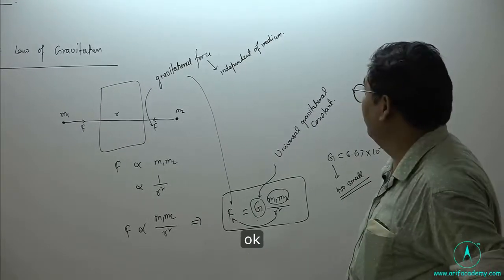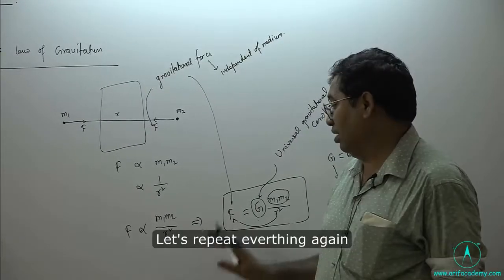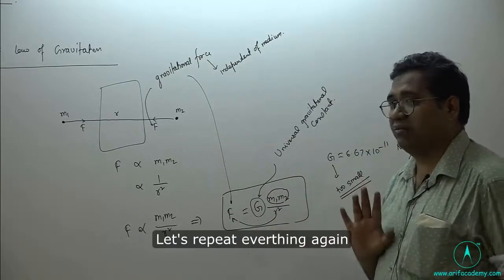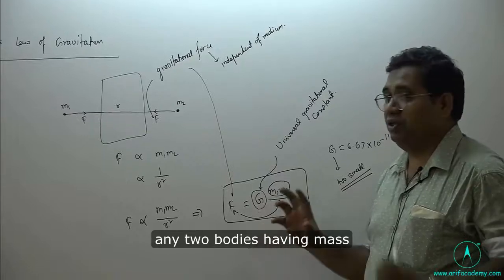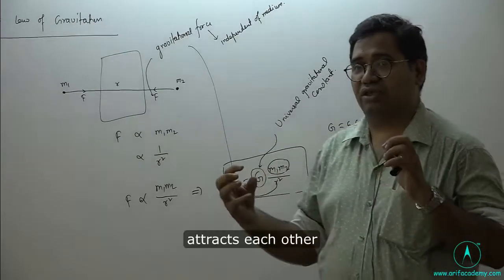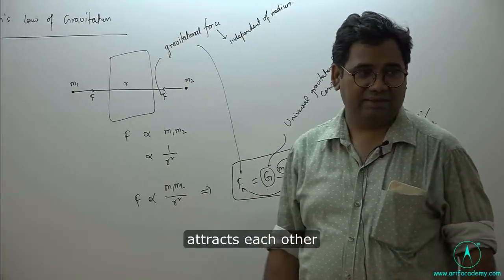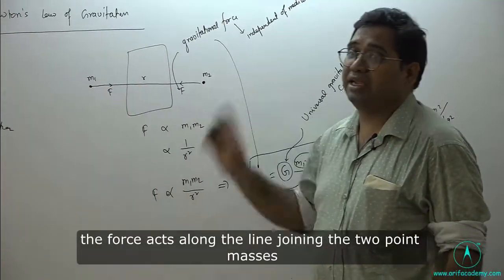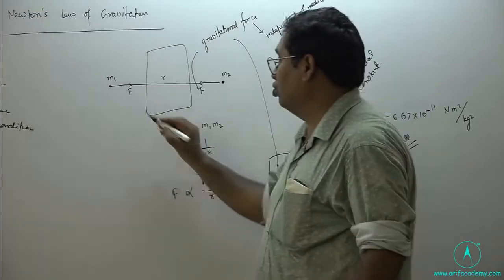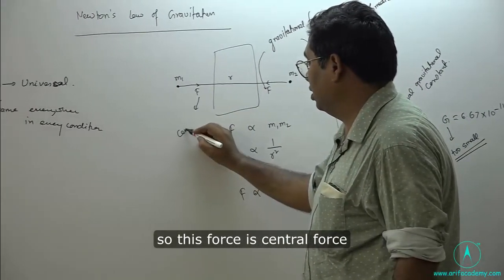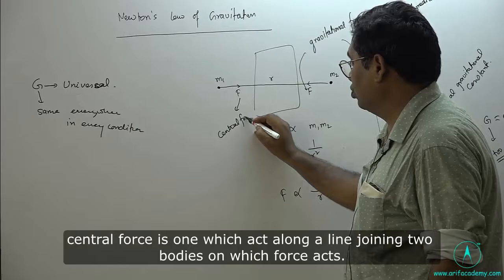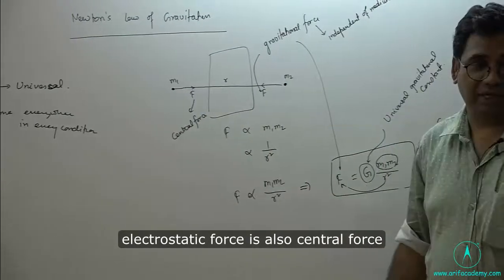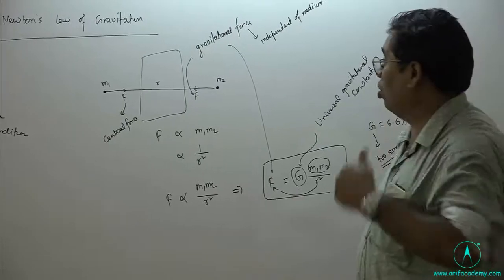Okay. Let's repeat everything again. This force does not depend upon medium. Any two bodies attract each other. The force acts along the line joining the two mass particles. So this force is called a central force. A central force is one which acts along the line joining the two bodies. Electrostatic force is also a central force.